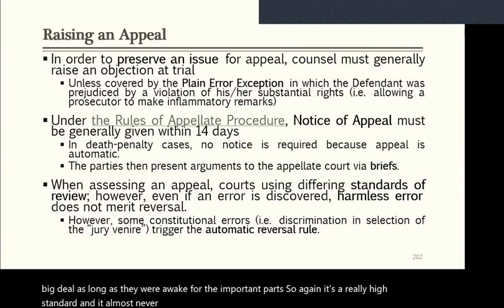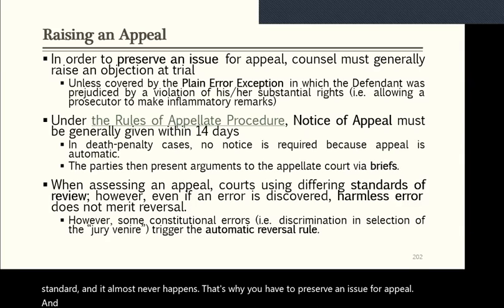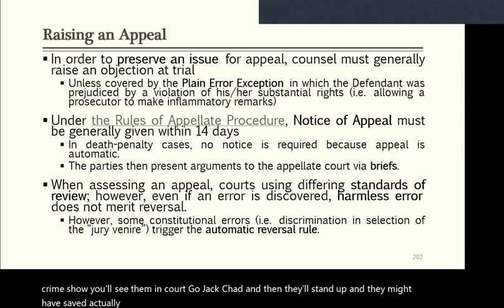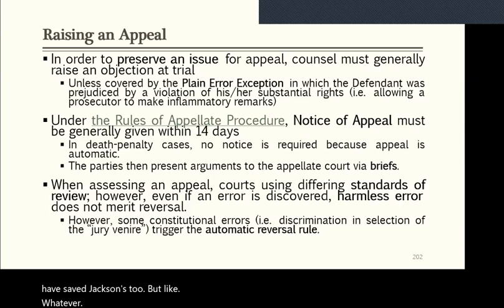That's why you have to preserve an issue for appeal. And the idea behind this is when you object, right? You've all seen Law and Order, you've all seen the crime shows, you'll see them in court go, objection! And then they'll stand up and they might even say objection, they're supposed to, but whatever. That preserves it, right? That's it. That's all you've got to do, is preserve it. That's all it takes, is an objection.